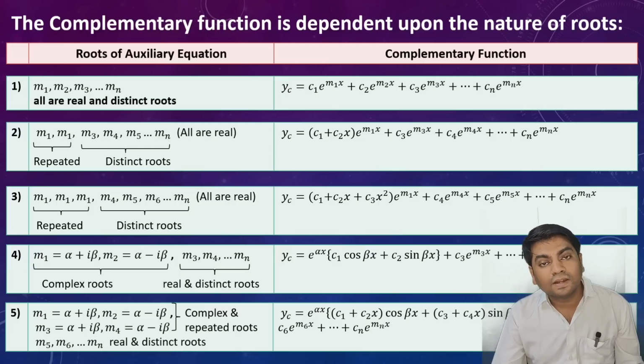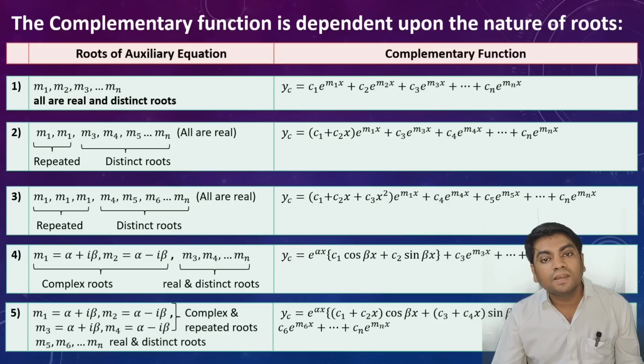So for them we can write e raised to alpha x in bracket c1 plus c2x into cos beta x plus c3 plus c4x into sin beta x, and the real roots, okay, distinct m5, m6, m7, for them same, c5 e raised to m5x plus c6 e raised to m6x and so on. Okay, so these five are the rules. You can consider rules, formula.